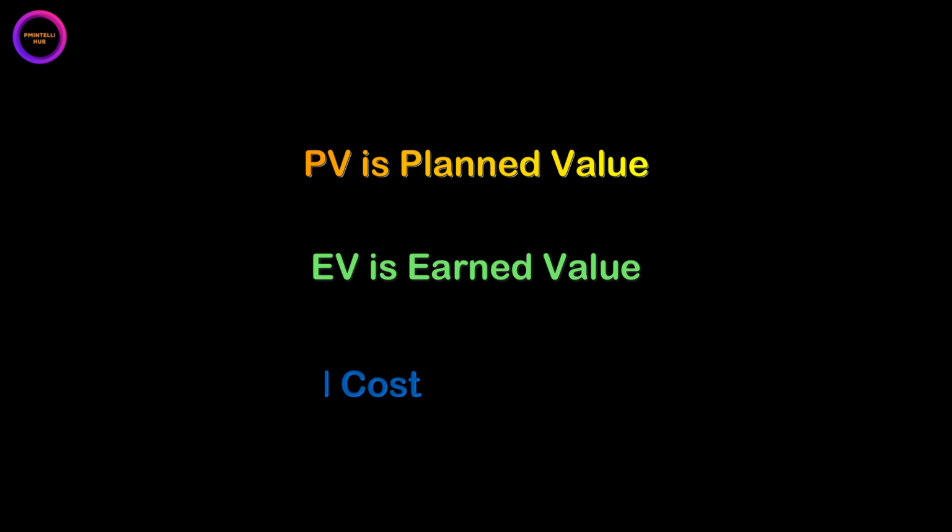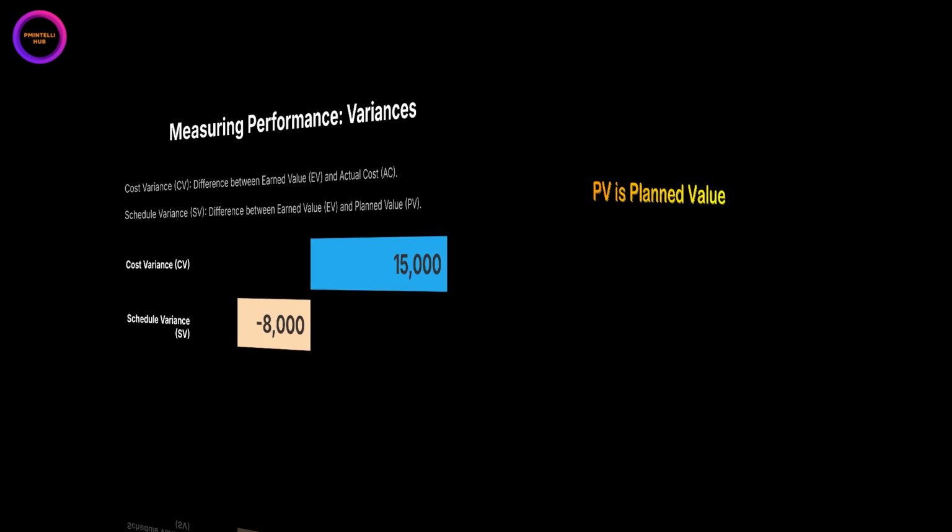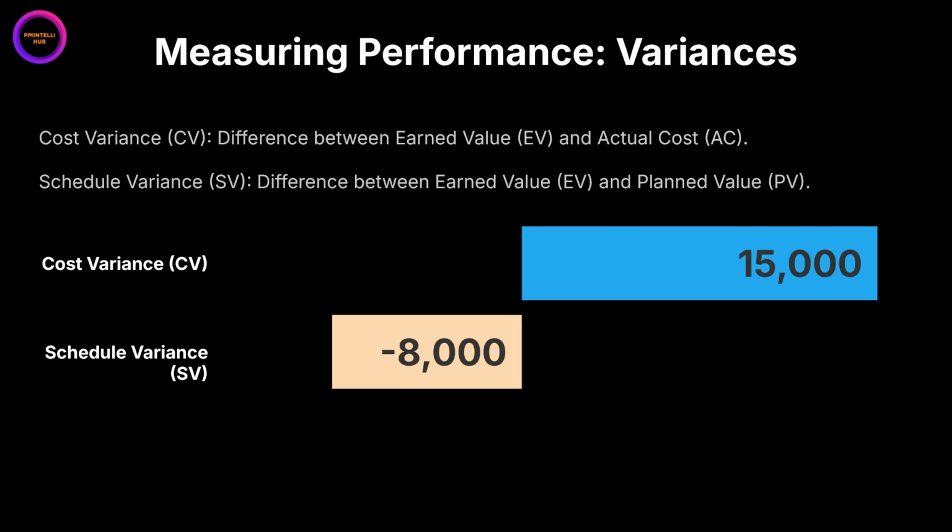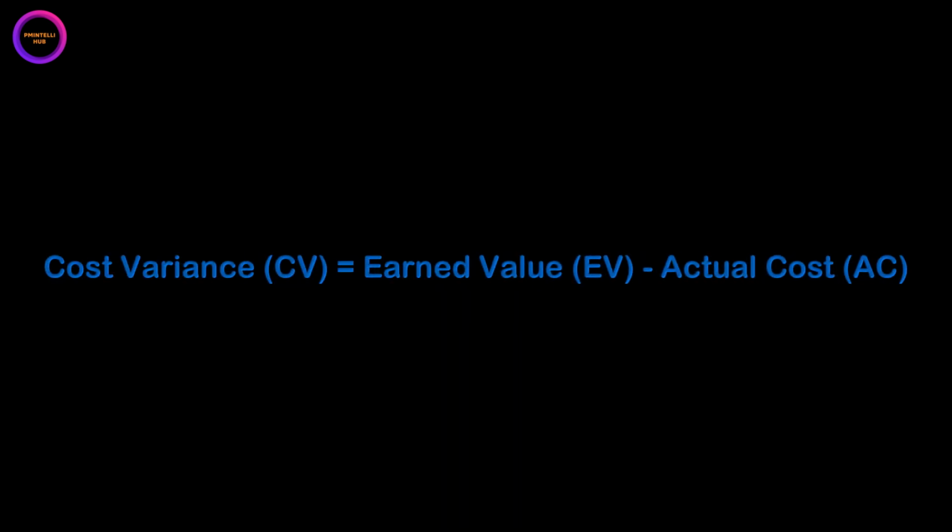Once we have our PV, EV, and AC, we can start the analysis. The first level of analysis is calculating variances. A variance tells you how far you are from your plan. First is cost variance, or CV. The formula is simple: earned value minus actual cost.